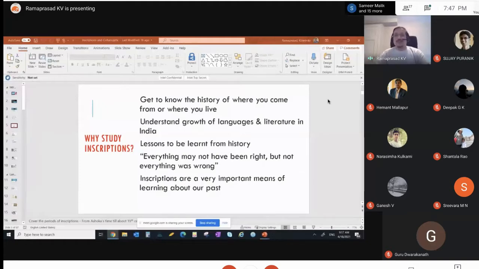And we know that languages are not static. They grow as time goes, right? They grow and they change, and they give rise to other languages. So we can understand this part. We can learn lots of lessons from history, right? We know that everything wasn't right in the past. Everything is not right even today. But not everything is wrong today, nor was everything wrong earlier. So there are things that we can learn from the past to avoid some of the mistakes that were made before, or to correct ourselves where we are going wrong right now. So totally, inscriptions are a very important key to learn about our past.